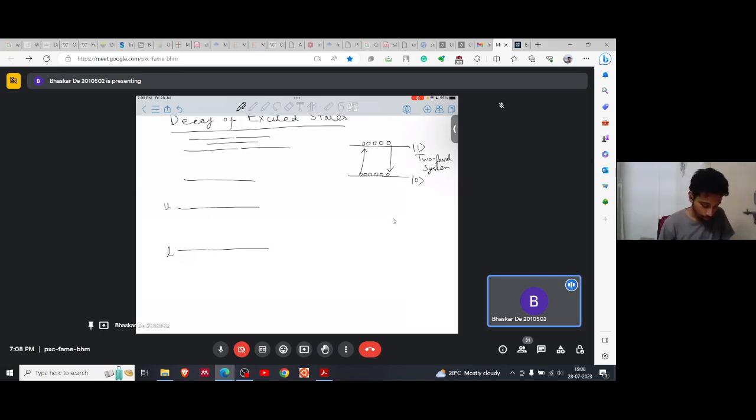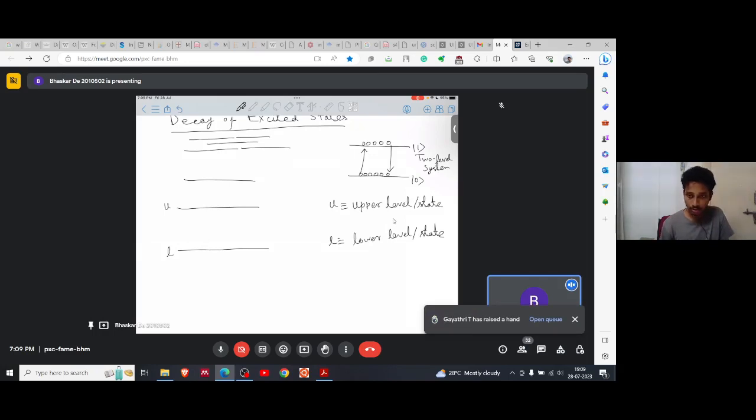Okay, so here this is a two-level system. One state is denoted by L and another is U. U is for upper level or state, and L is for lower level or state. In some cases you will see that this lower level is basically the ground state.